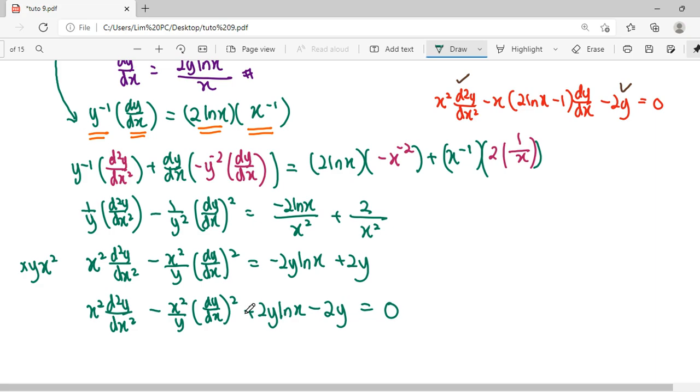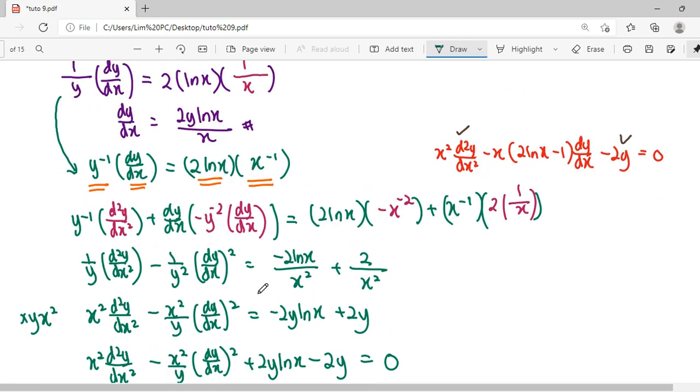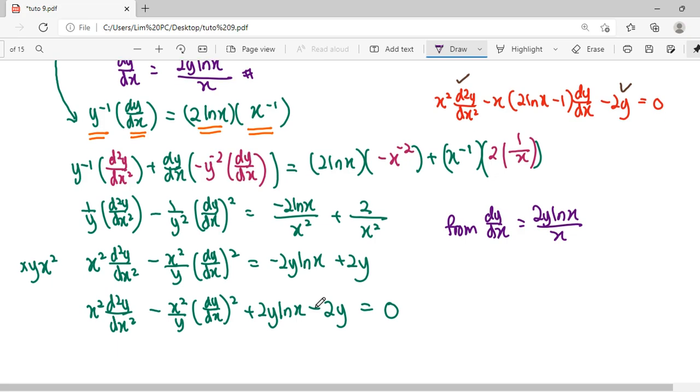Okay, so the remaining part is the middle part here. The second term here, we haven't gotten it. So how do we factorize our dy/dx? This one has a factor of dy/dx, but this 2y ln x, we don't have a factor of dy/dx. So we can refer back to our first derivative. When we have 2y ln x, from our first derivative dy/dx equals 2y ln x over x, what we want here is 2y ln x.